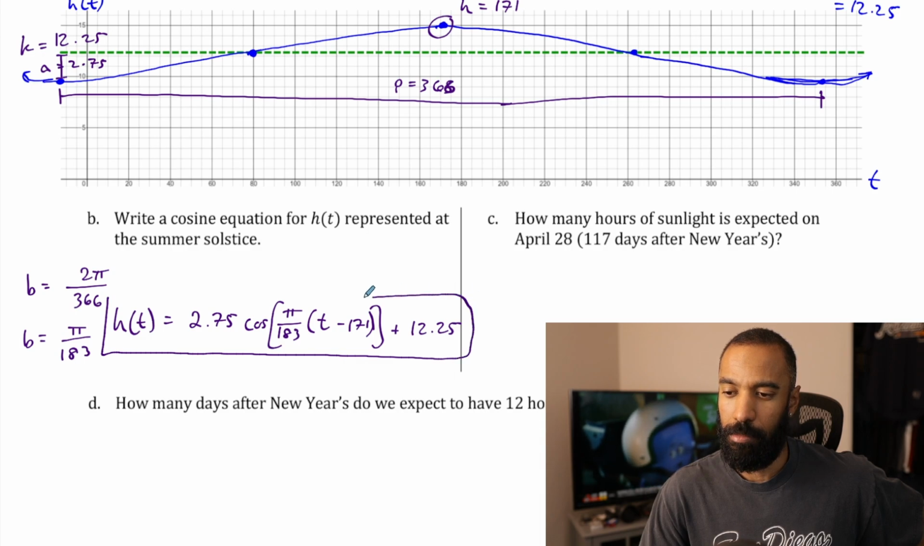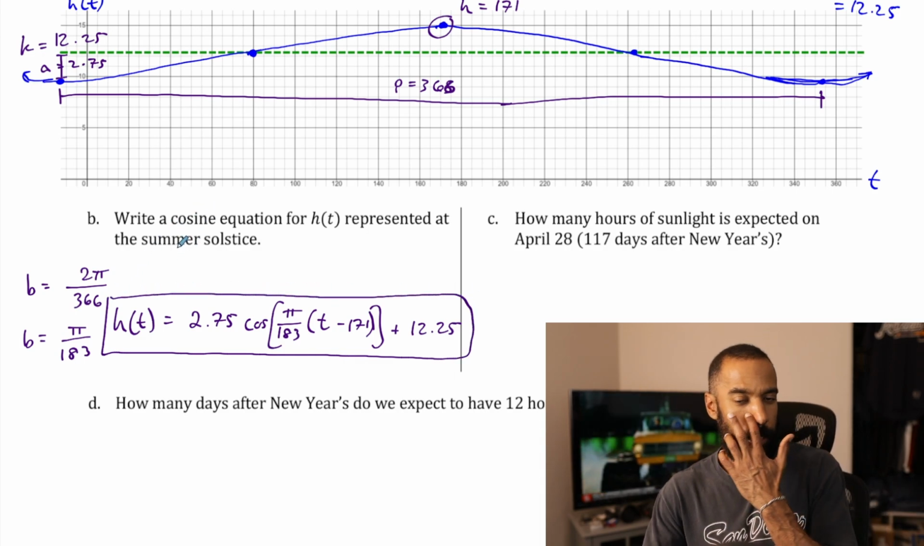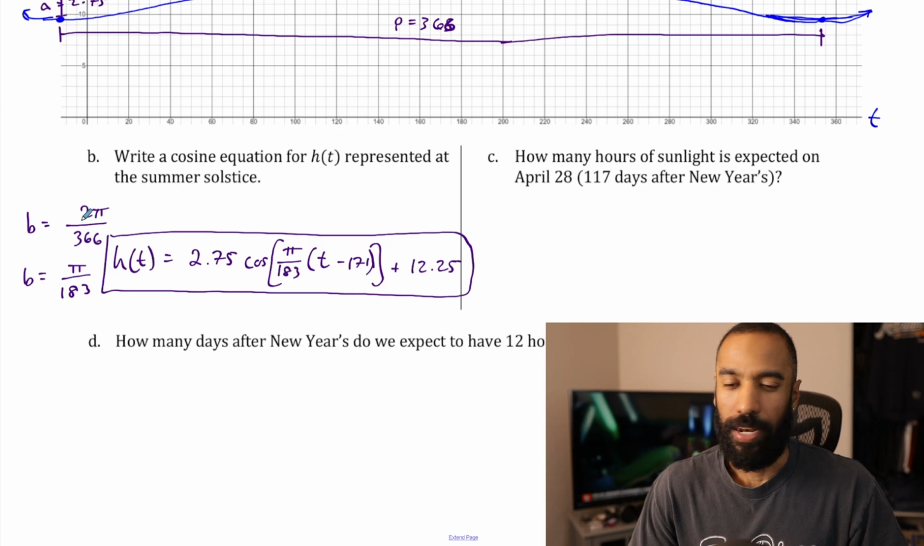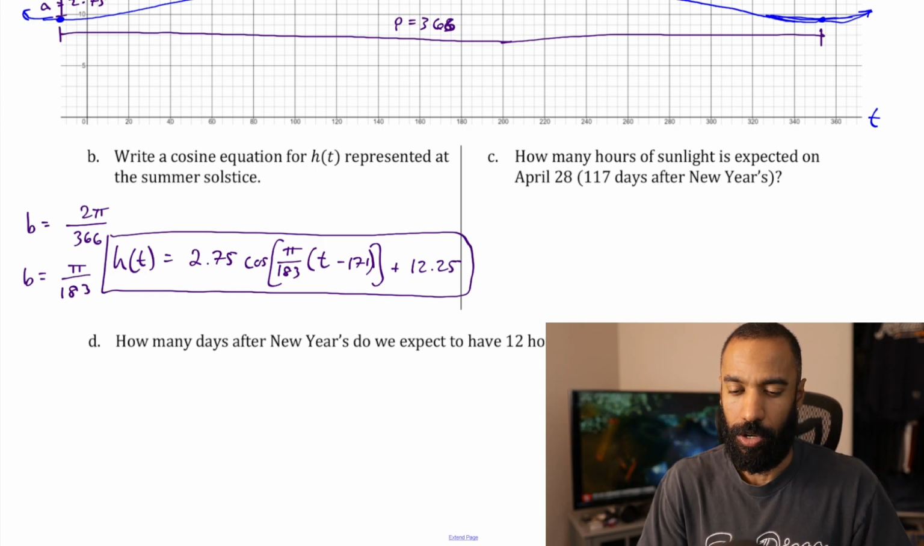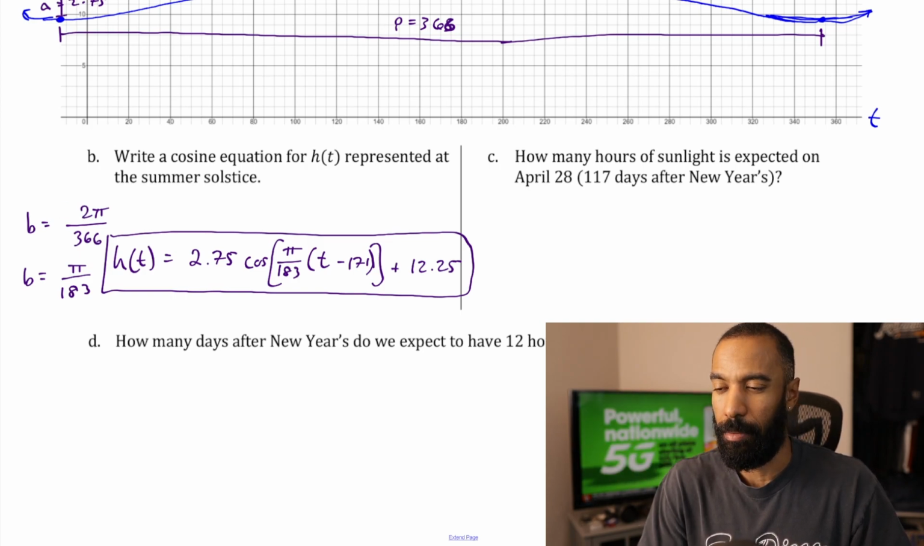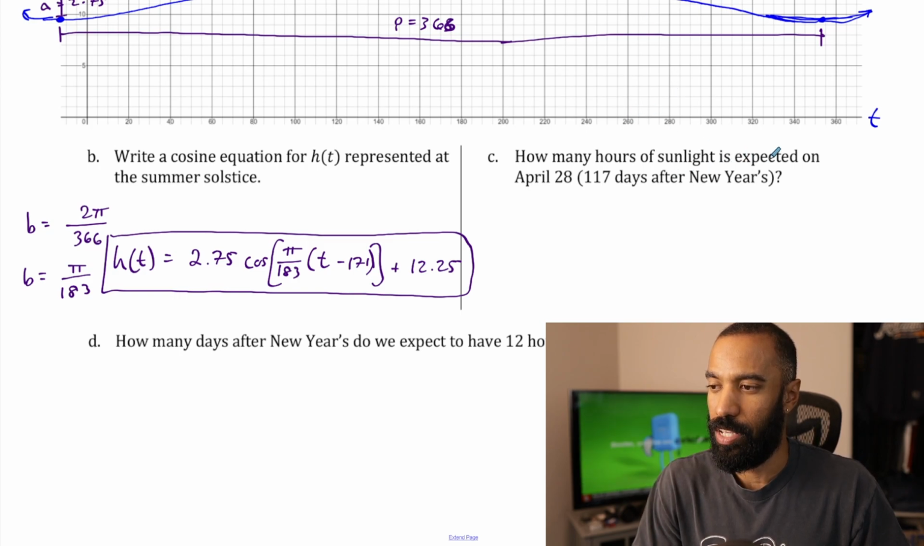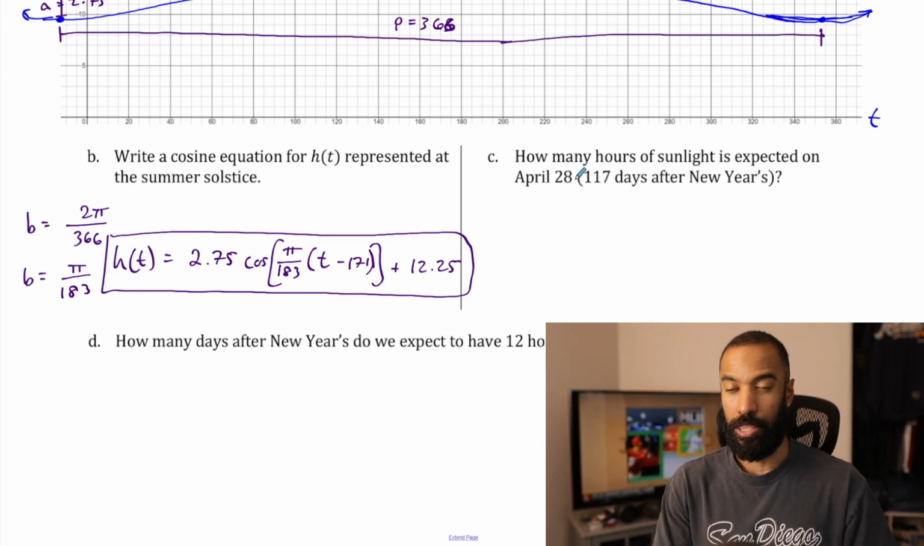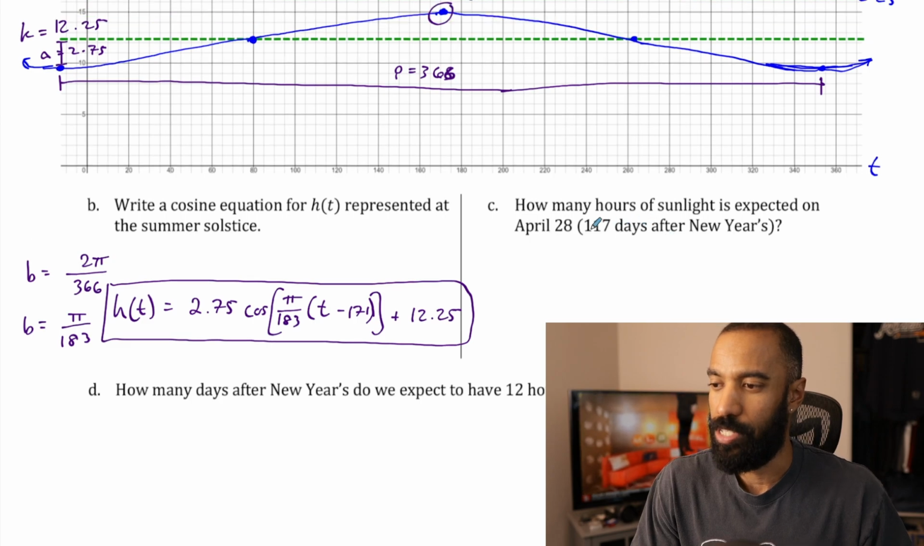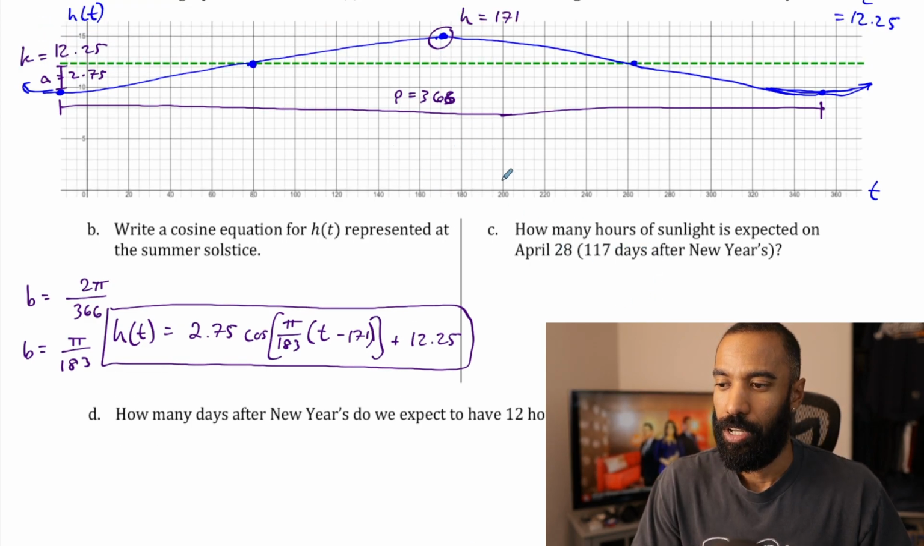We're getting the A, B, H, and K. I used the calculator a couple times there. All right, let me plug that equation into my calculator. Never mind, I don't need to yet. But how many hours of sunlight is expected on April 28th? That's the day that I'm recording this. 117 days after New Year's.